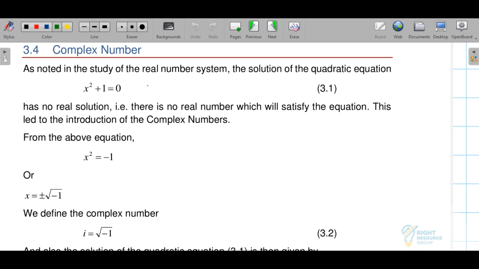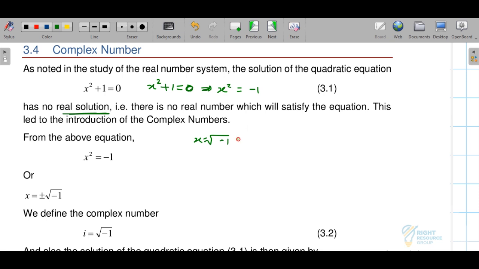It's due to the fact that x squared plus 1 equal to 0. This quadratic equation does not have a real root, right? It doesn't have a real solution. Which means if you want to solve this, x squared is going to be equal to minus 1, right? And ordinarily in all of real numbers, you can't have the square root of minus 1.